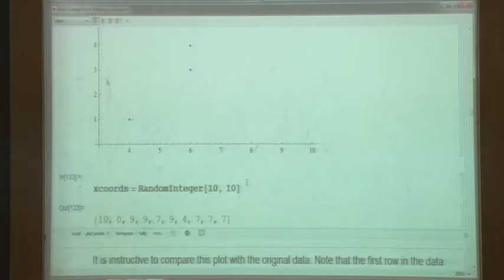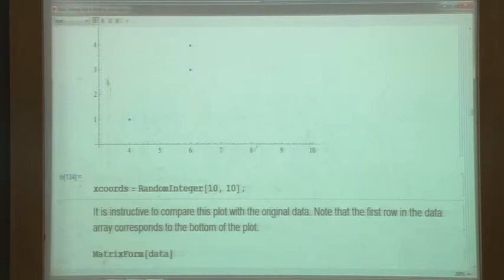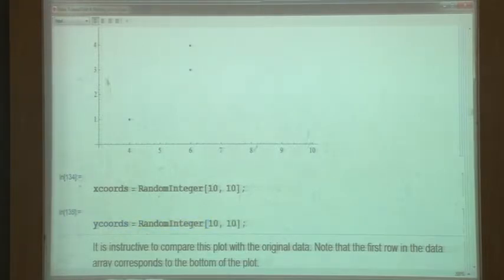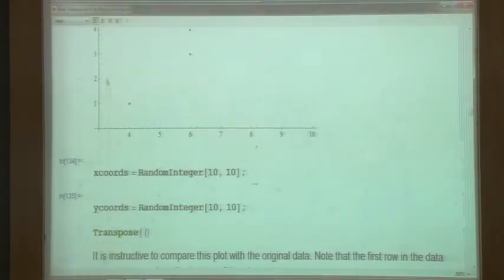Now, if I don't need to see the output, I can just close it. For ycoords, I can do the same, RandomInteger, again 10, 10. And then I can link both of them. So I can do Transpose, and remember it's going to be a list of lists, so I need curly brackets: xcoords, comma, ycoords. And then I can just name it data.